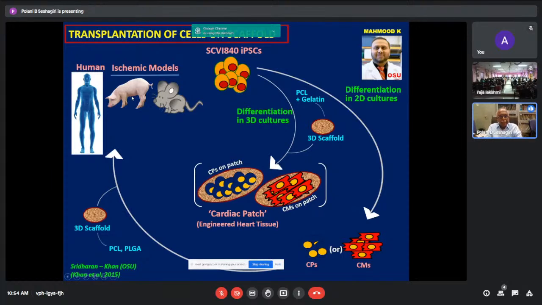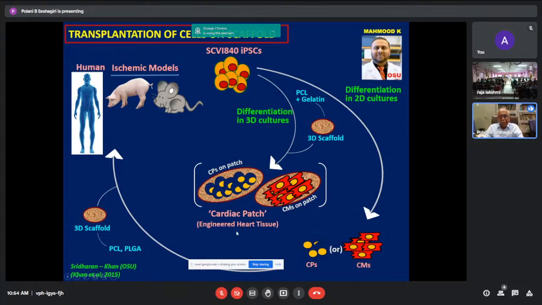So, in other words, what I'm trying to tell is that iPS cells can be differentiated to become cardiac progenitors and cardiomyocytes. These can be transplanted into large mammals as well as small mammals with experimentally induced ischemic heart conditions, and there is alleviation of cardiac ischemic conditions.